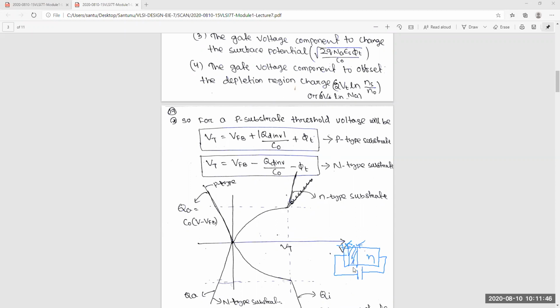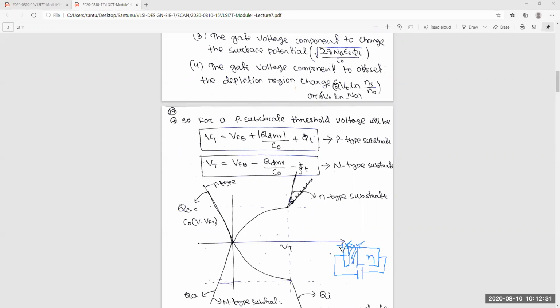But if this substrate is n-type, the channel will be p-type, a positive charge. For that we have to give a negative voltage at the gate terminal, so that a positive charge will be deposited at the surface and we will get a channel. The gate is negative and the substrate is positive, so the whole voltage will be dropped across two materials: one part in the oxide, the other part at the semiconductor surface. So it is minus, plus, minus, plus. Got the point?